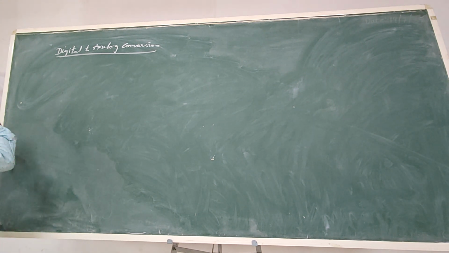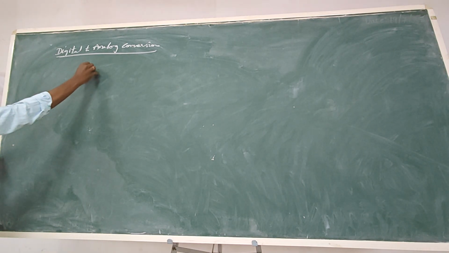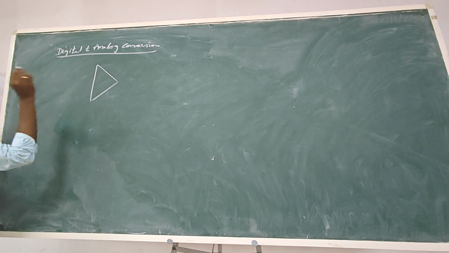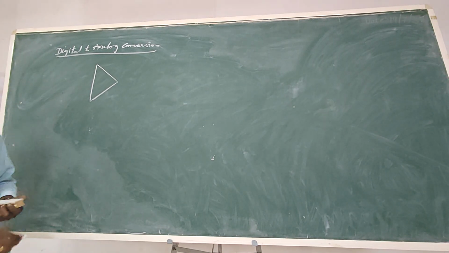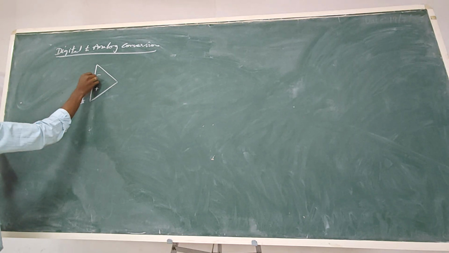Let's say you are given a binary number, and you have to convert it to analog. The simplest option is using an operational amplifier adder circuit. Let's say you have an adder circuit.